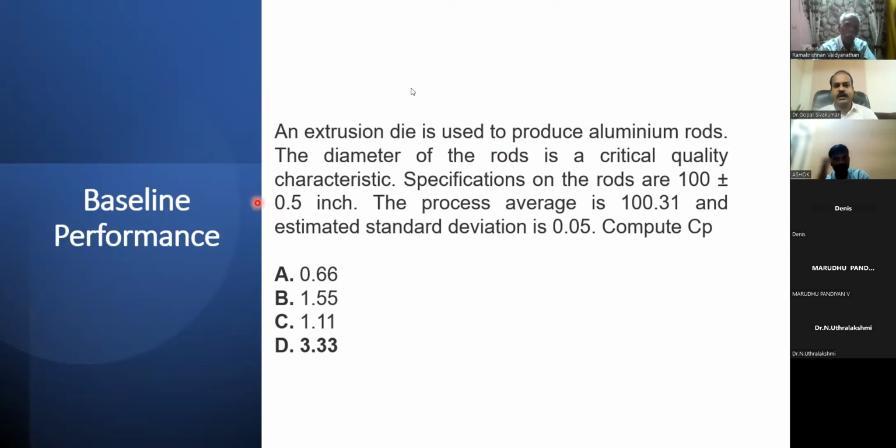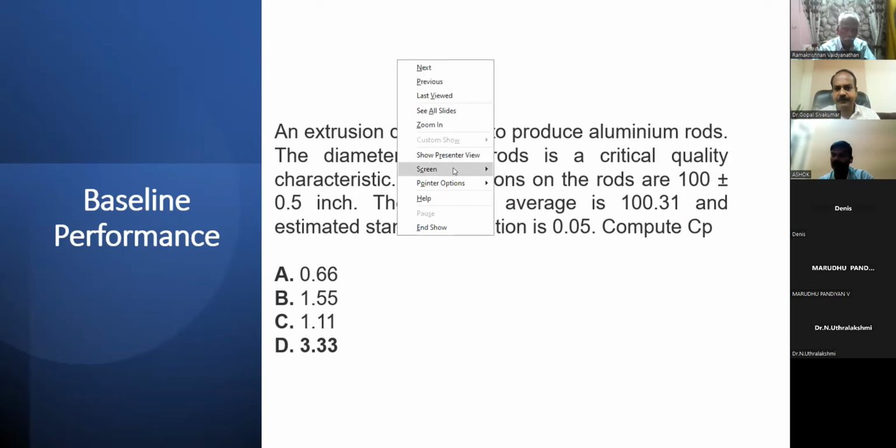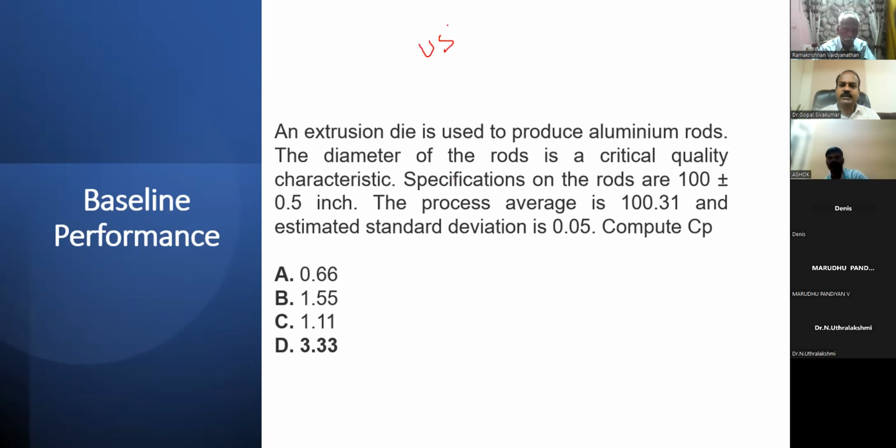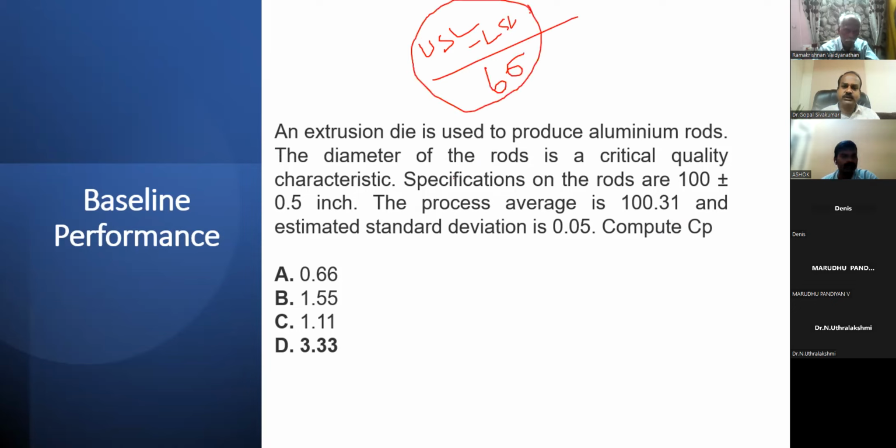All of you, do you know the formula here for CP? Can you please tell me what is the formula? USL minus LSL, very good. USL minus LSL divided by standard deviation, sigma. You are right with the numerator. And what is the denominator? 6 sigma, 6 times standard deviation. You all can use this formula and then you will be able to see this answer.